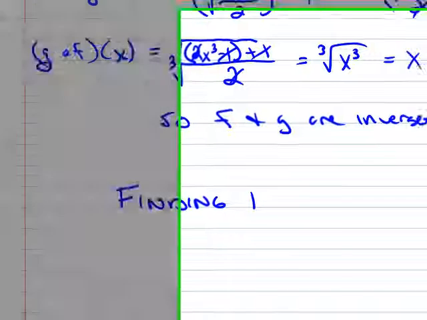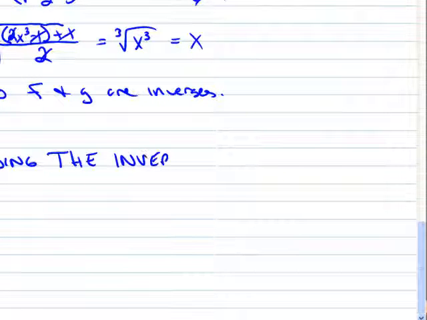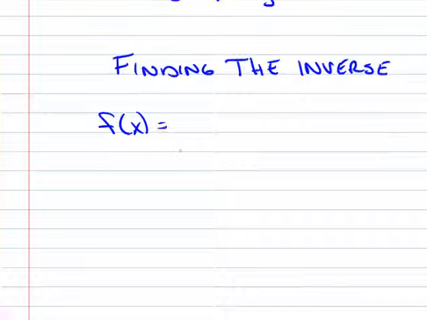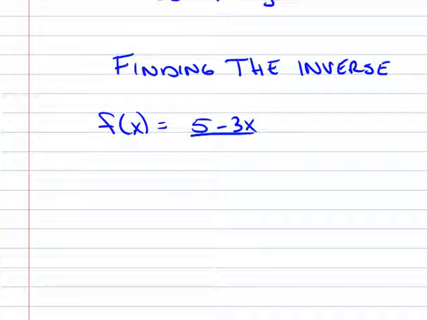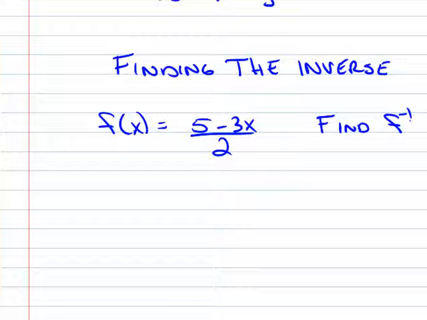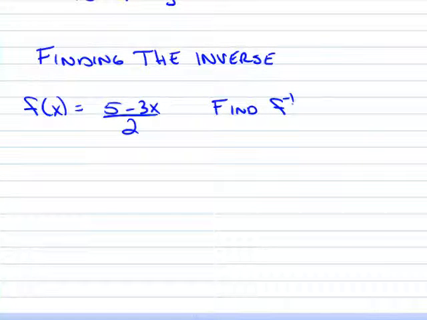What if you weren't given the inverses? What if you had to find the inverse? This could be scary. Let's let f be 5 minus 3x all over 2. And we want to find f inverse. Well, that's a thinker, isn't it, Bartolomeo? Let's go back to the definition of the inverse.